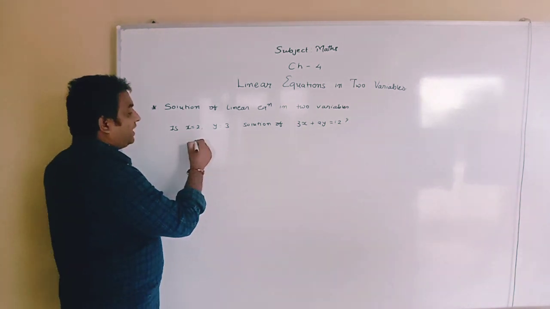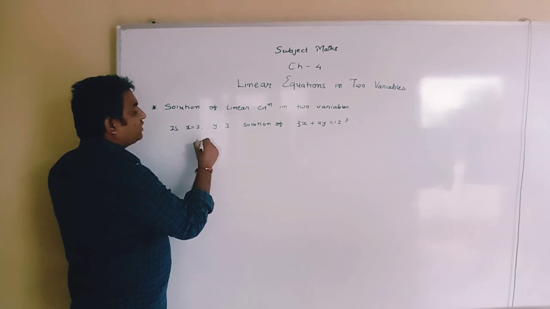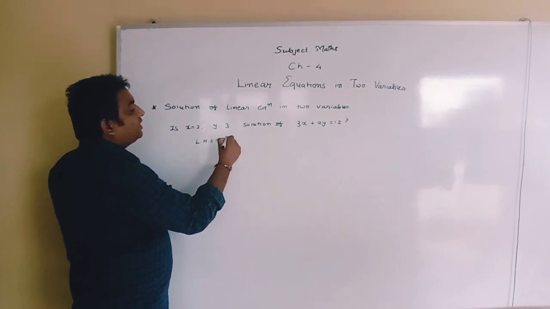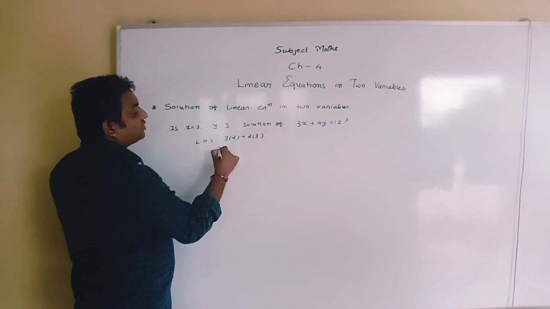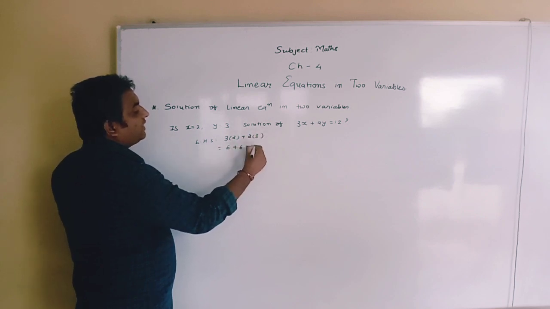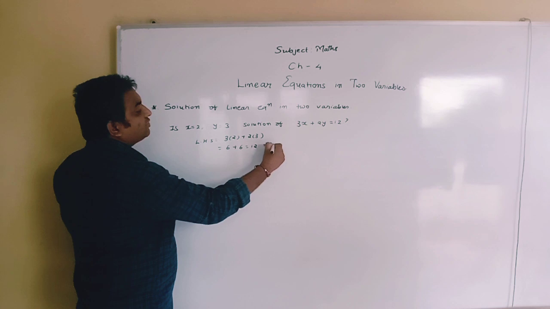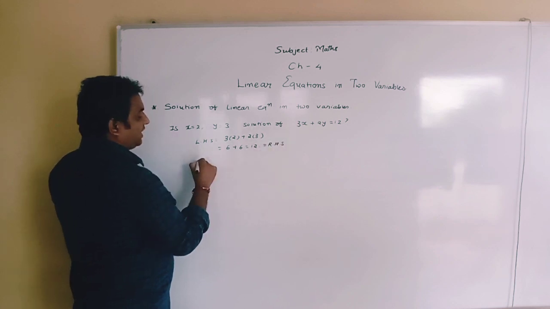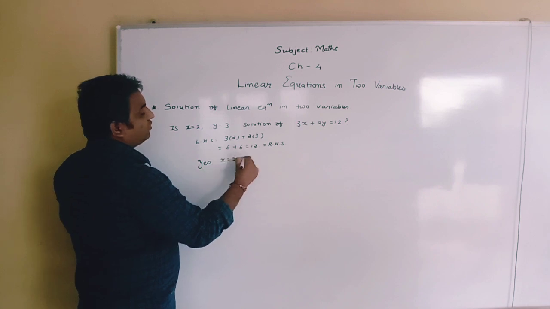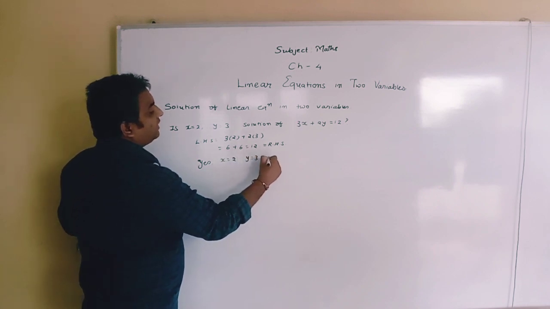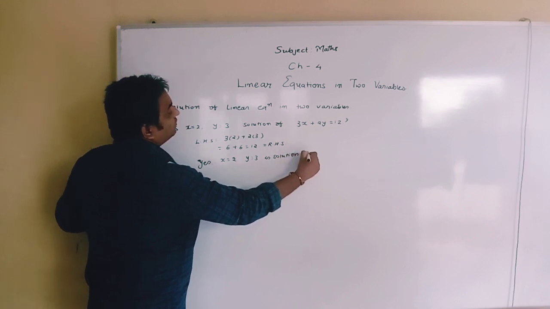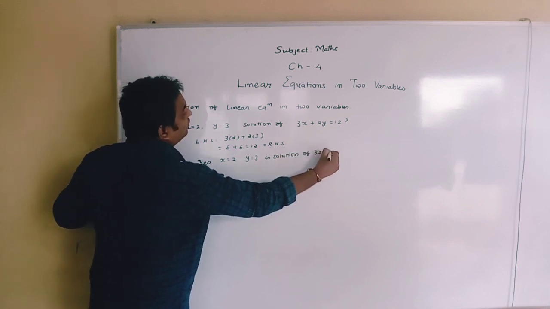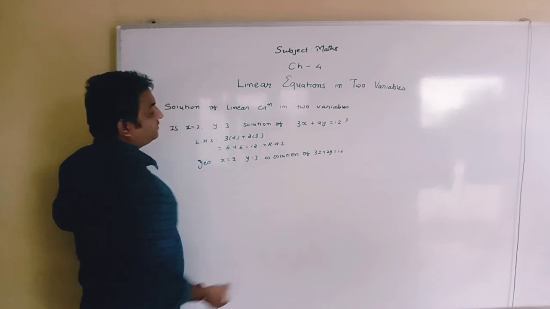So here we substitute x equals 2 and y equals 3 in the left hand side: 3 into 2 plus 2 into 3, so 6 plus 6, we get 12, which equals the right hand side. And so we can say that yes, x equals 2, y equals 3 is a solution of 3x plus 2y equals 12.